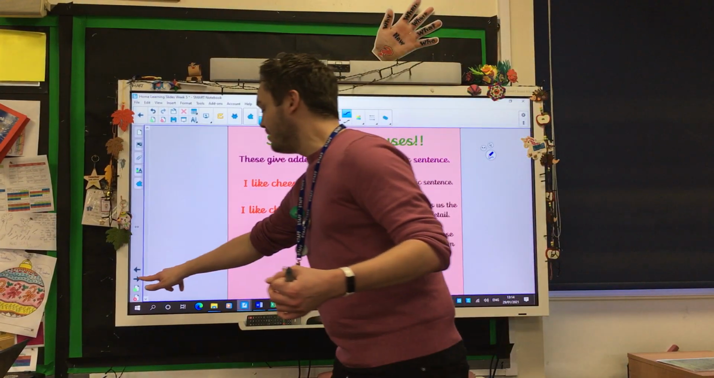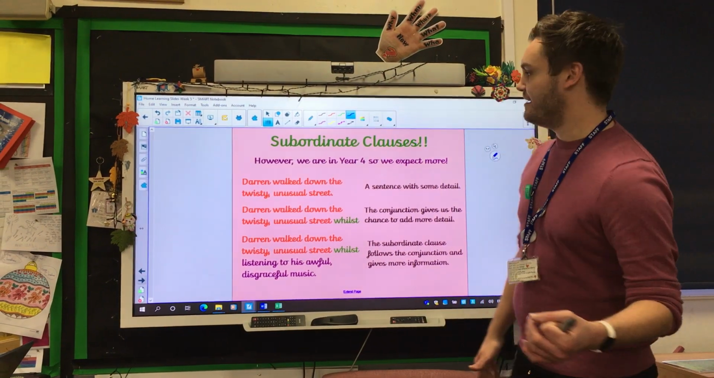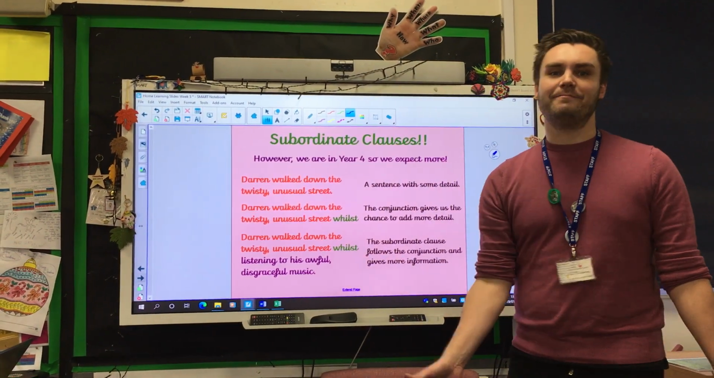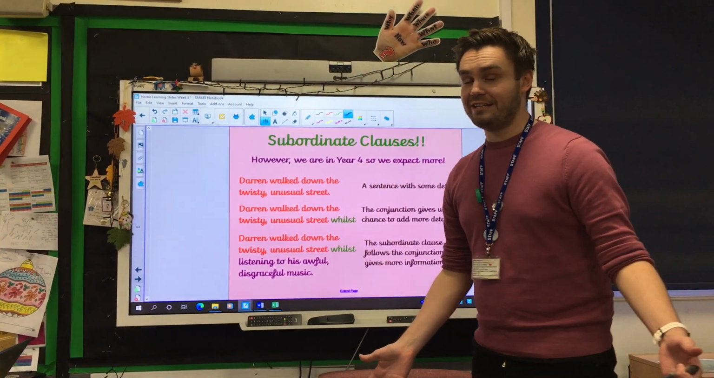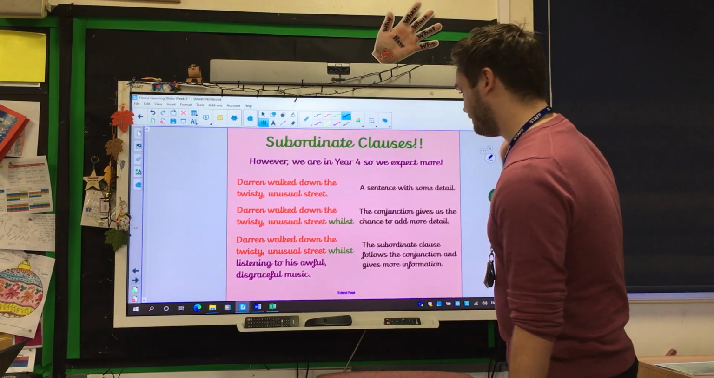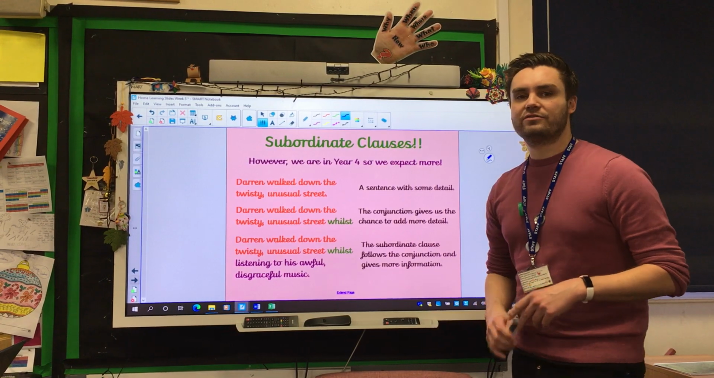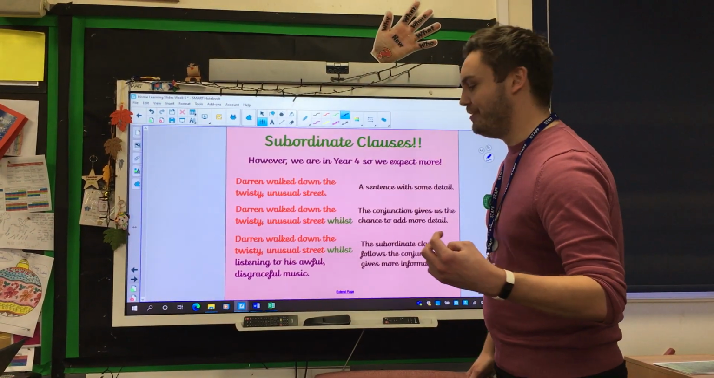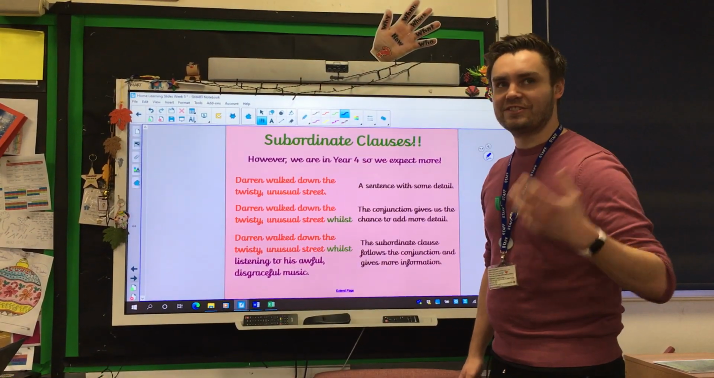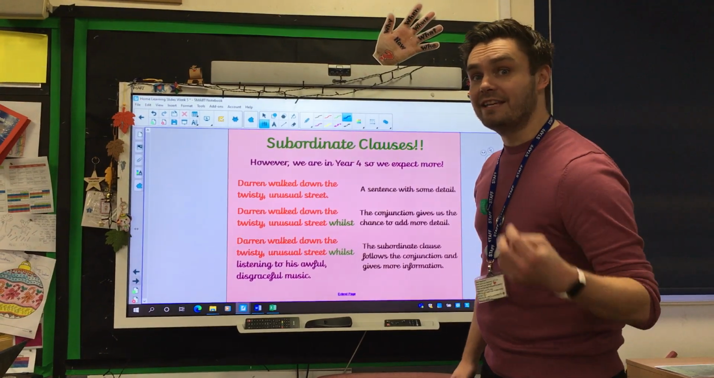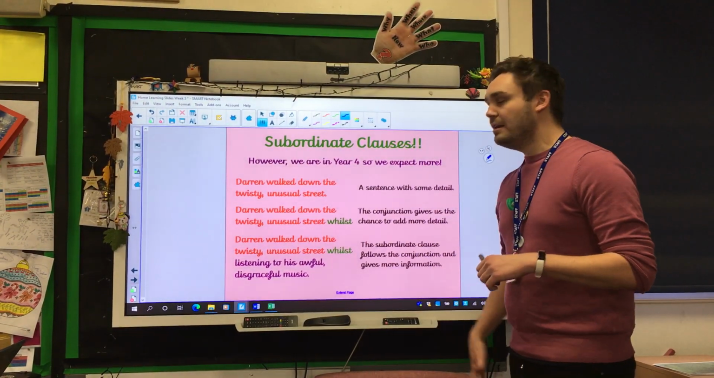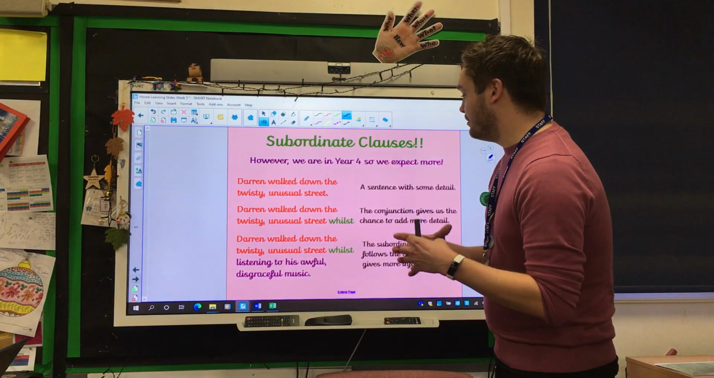However, Year 4, we're not going to be looking at that today. Because we are Year 4, we expect more than you just saying that you like cheese, or cheese and milk. So, here we go. Darren walked down the twisty, unusual street. That is a much more interesting sentence as we are starting to include some of those adjectives we love you putting in sentences. However, it's still just a main clause.